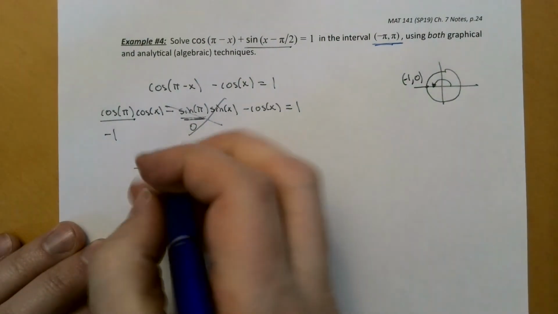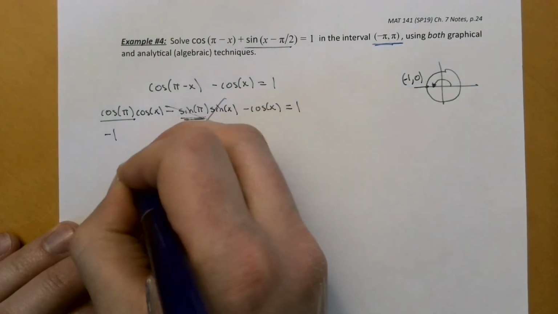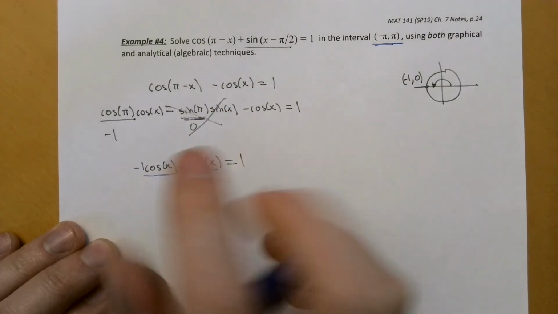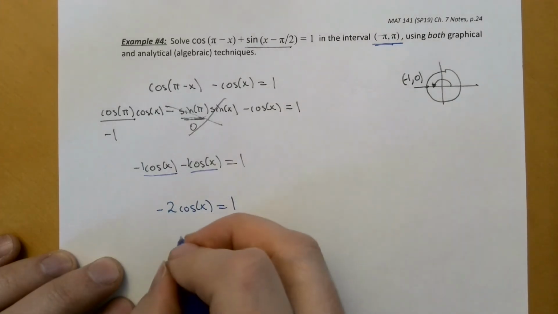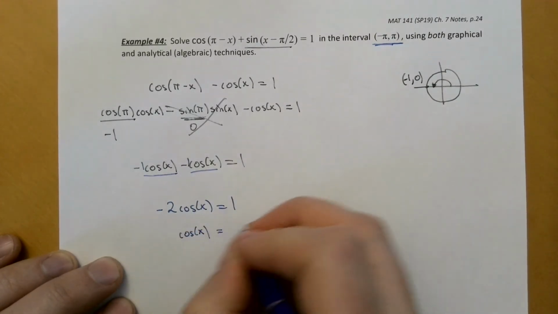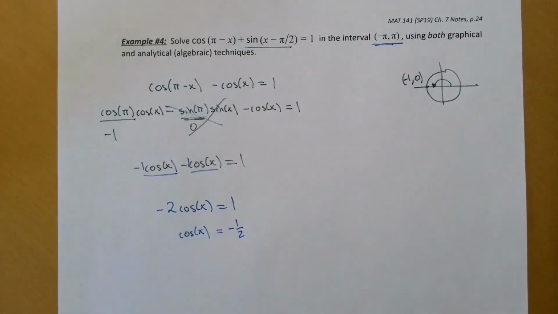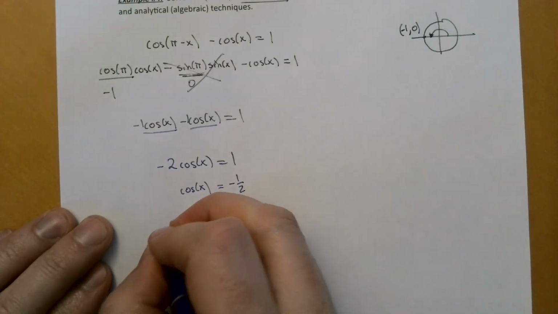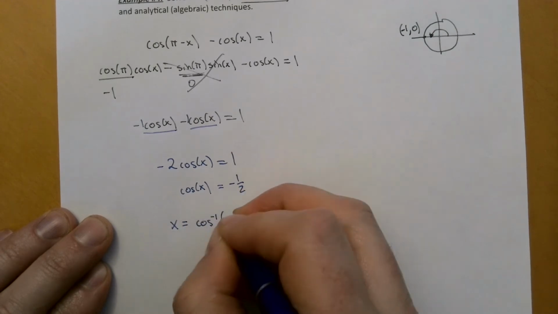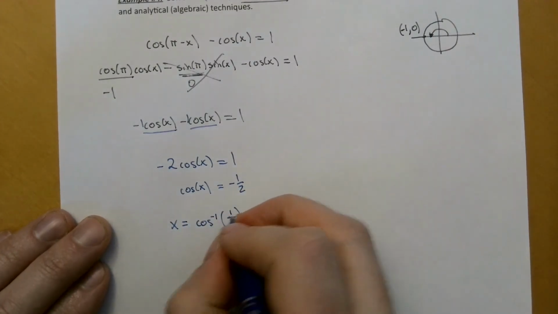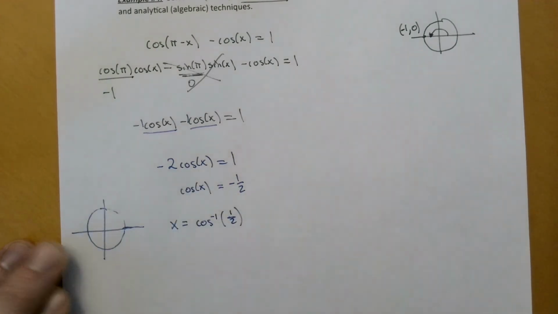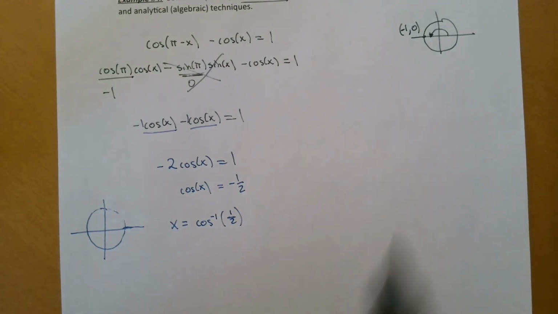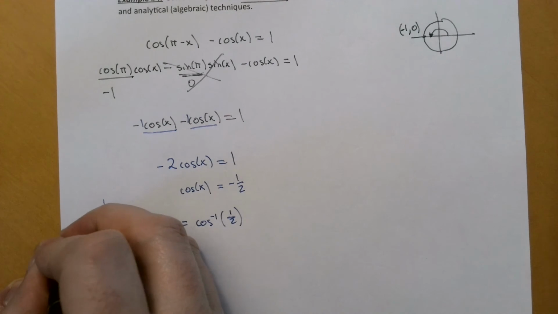Well, those are like terms. Maybe you recognize that, maybe you don't. They have coefficients of 1. -1 minus 1 is -2 cosine x, which is equal to 1. Divide both sides by -2, and we get cosine x equals -1/2. Oh, glory days, we are there. Take the inverse of both sides. And this would be our solutions. Now, we got to go to the unit circle and figure out the angle values for cosine being -1/2. Recall that we've restricted our domain to be negative pi to pi.